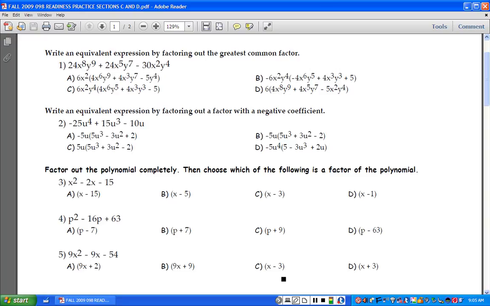Okay, in today's session we're going to talk about section C, or part C of the readiness exam, which focuses on factoring polynomials. When it comes to factoring, we typically want to think of that as undoing multiplication, somewhat like division. We want to do the opposite of multiplication. In problem number 1, the problem is asking to write an equivalent expression by factoring out the greatest common factor. Greatest common factor we typically hear as GCF.